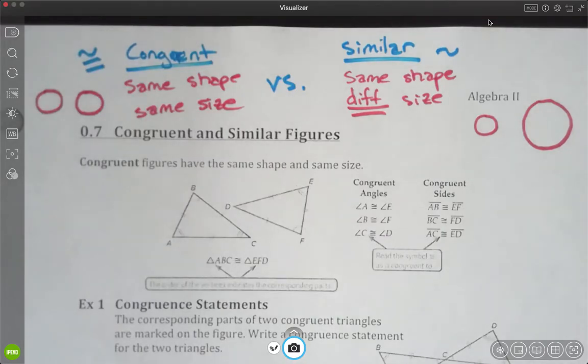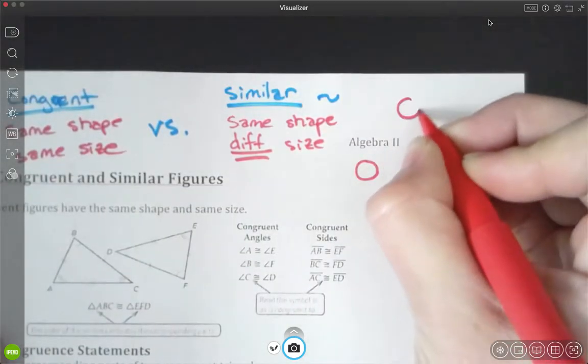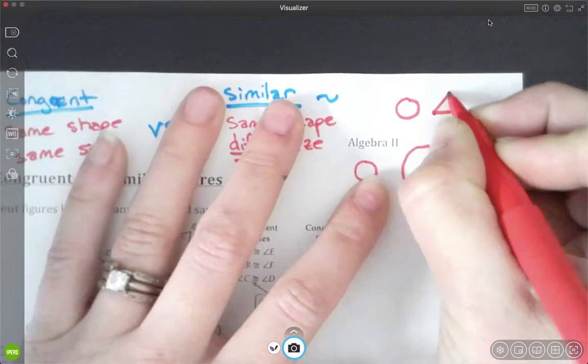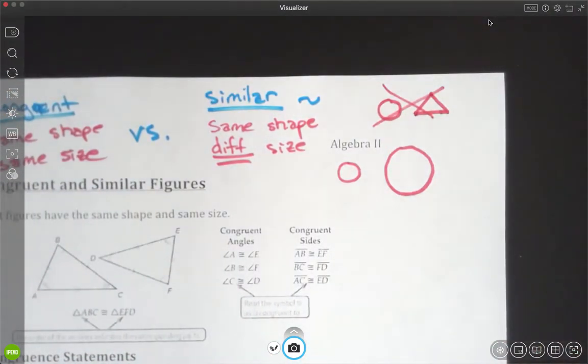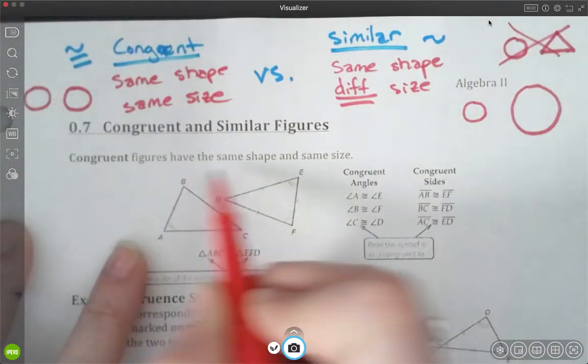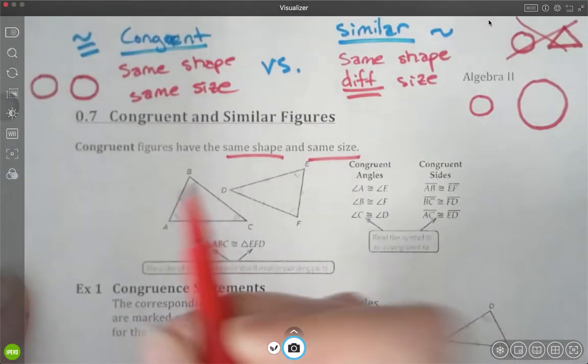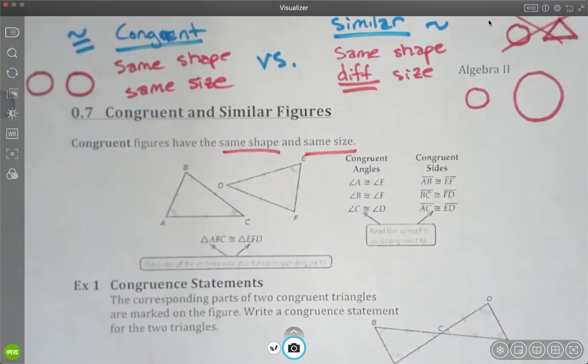So similar versus congruent: same shape, same size; same shape, different size. Now, if I have this going on, okay, those are not similar or congruent. So you can have things that are not similar and not congruent at the same time, right? They don't have to be one or the other. Okay, so we're starting with congruent. Figures have the same shape, same size. These two figures are the same shape, same size, even though I've turned one of them. One of them is laying differently than the other one.